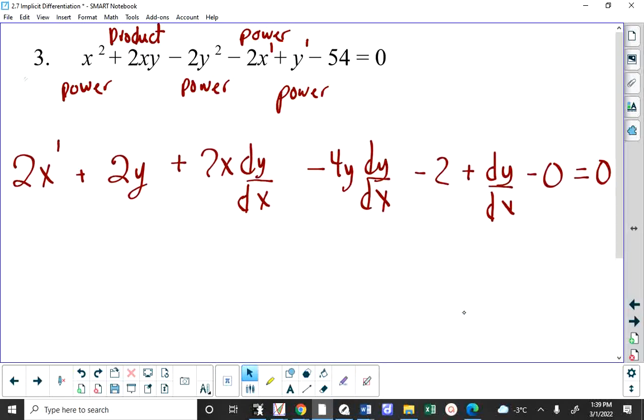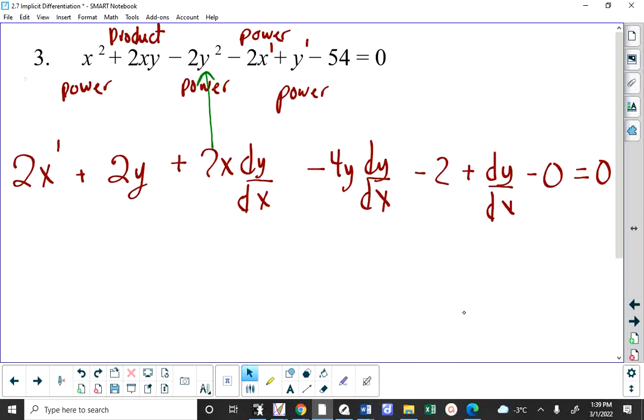So going from the beginning, the derivative of x squared is definitely 2x. The derivative of 2xy, thinking of 2xy as 2x times y, where 2x is the first: the derivative of 2x is 2, times y, the second, plus the first, which is 2x, times the derivative of y, which is dy/dx.